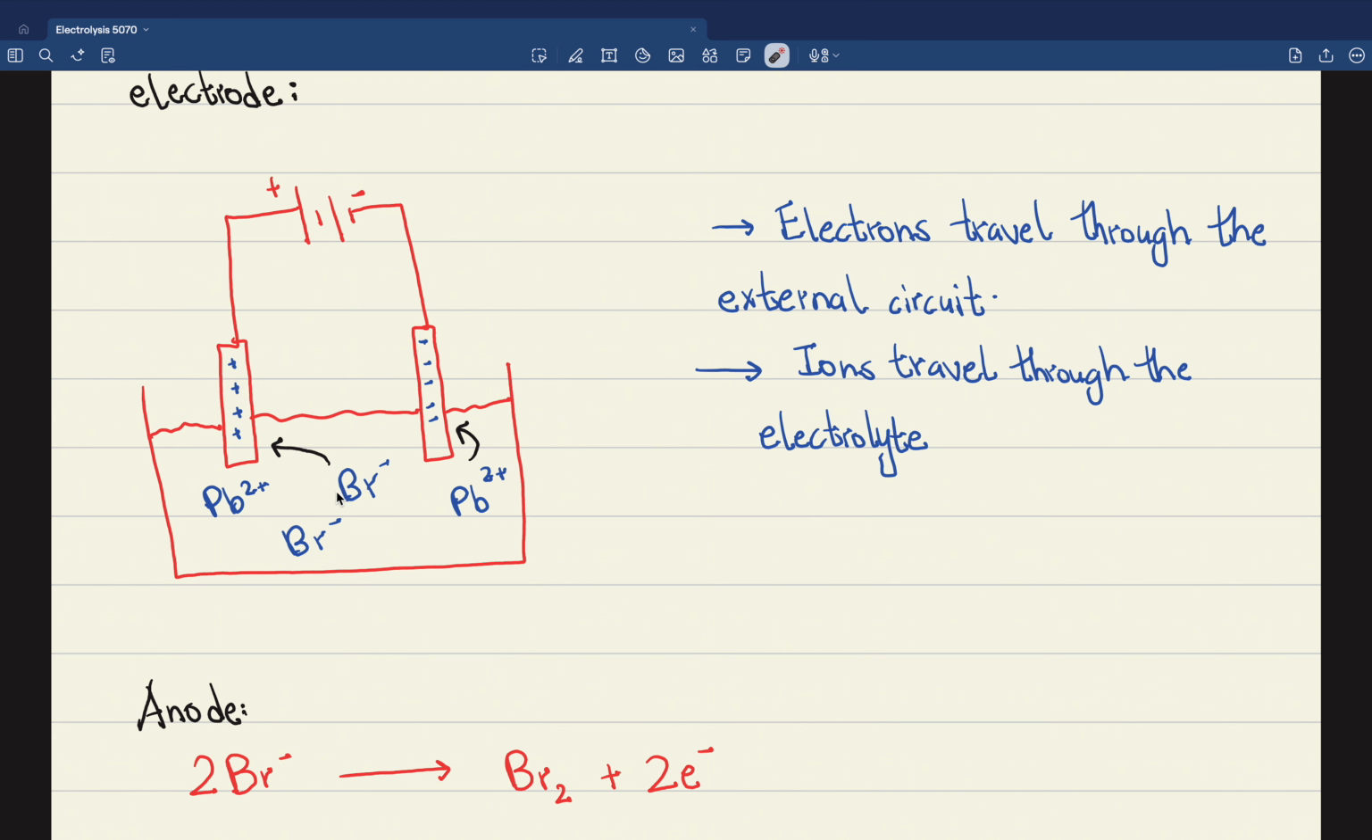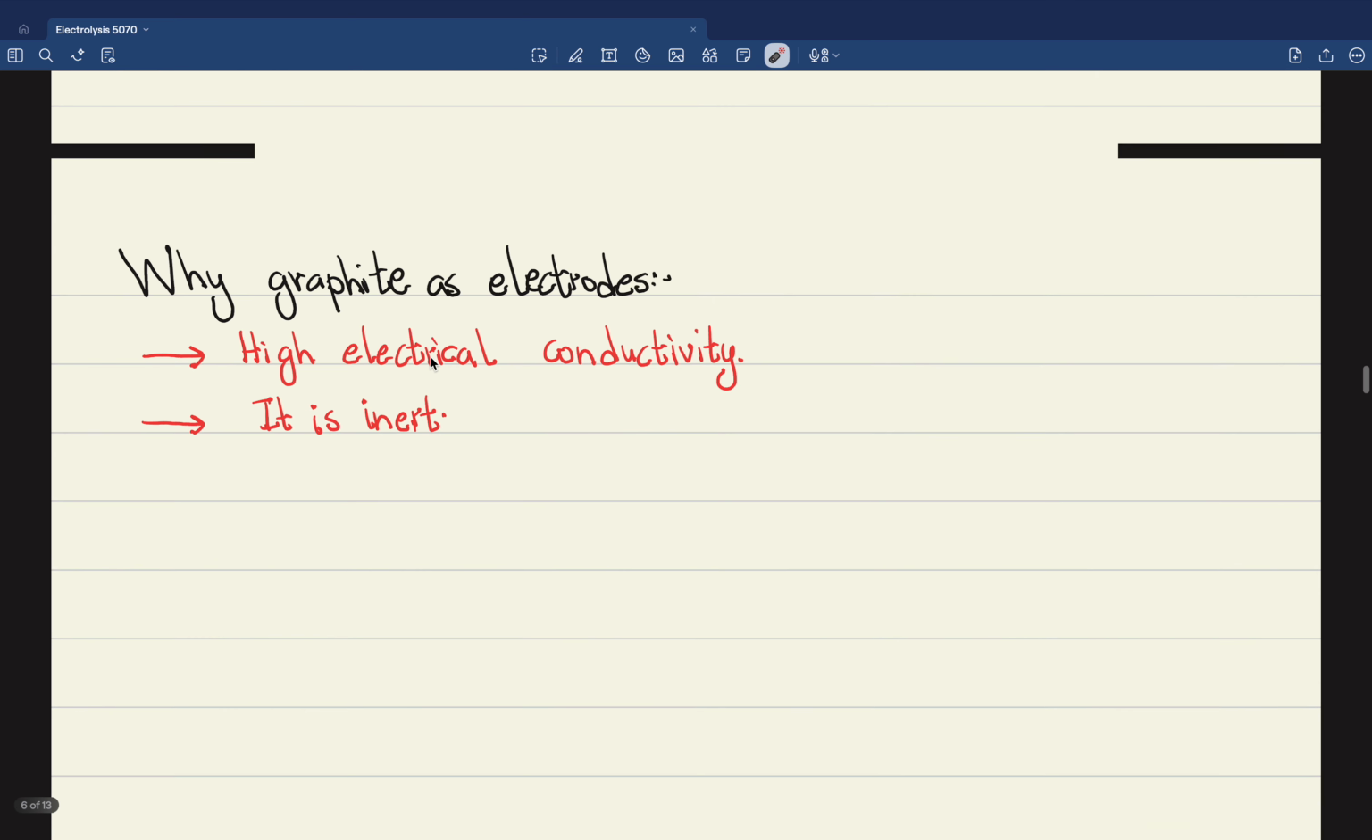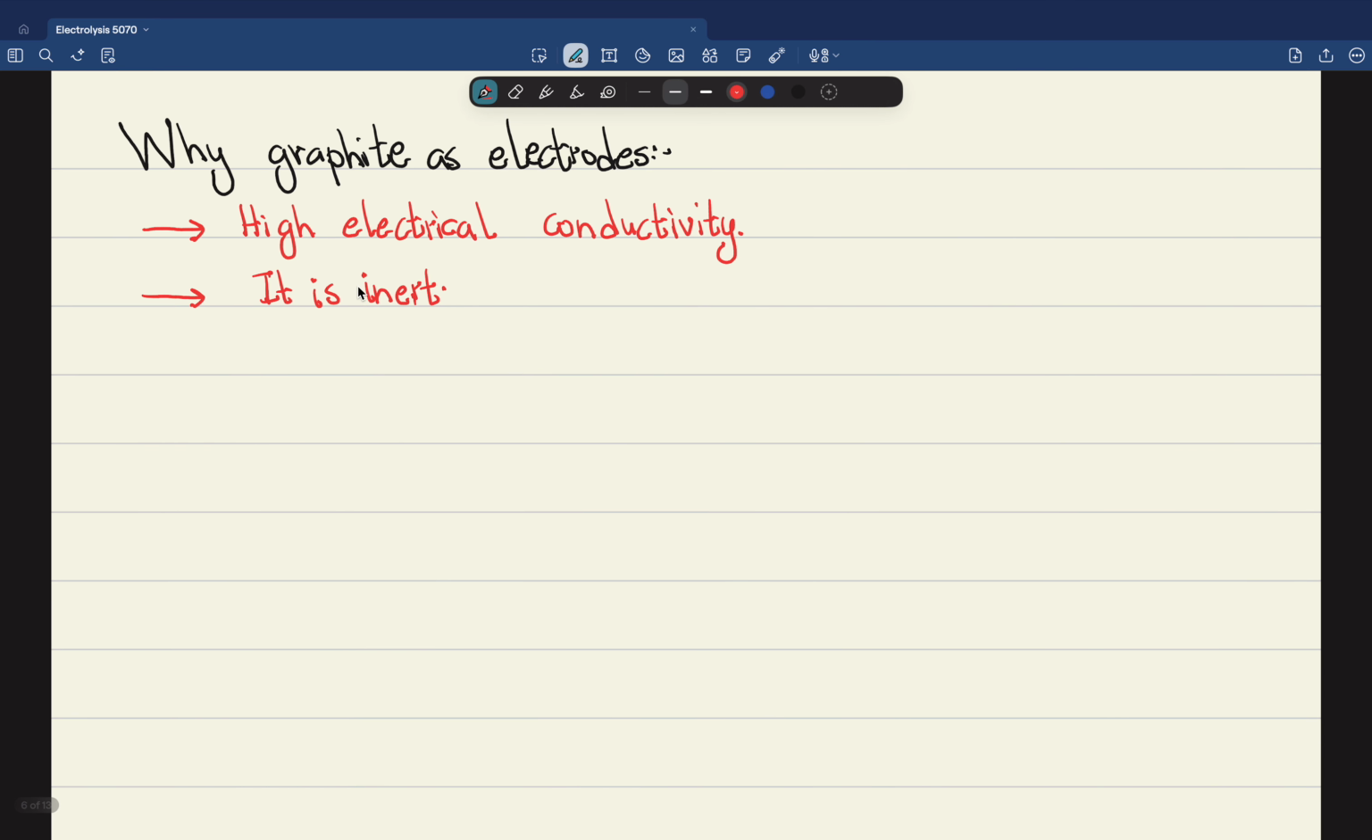We don't want that. We just want कि okay, ये bromide ion यहाँ जाए, ये अपना electron lose करे, वो electron external circuit से travel करता करता दूसरे electrode पे आए और वहाँ पे जो cation है वो उसी electron को gain कर ले, right? That's all we want. We don't want कि okay यहाँ bromide ion जाए और bromide ion इस electrode पे जिस metal का electrode बना है उसी के साथ react कर जाए, right? We do not want that. So because graphite is chemically inert, that is why we use it.